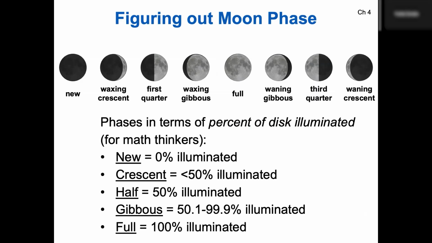If you're a mathematical-minded person, the way I like to also define these, if this helps, is the new moon is 0% illuminated. Then we have the crescent phase, which is less than 50%. Half is 50%. Gibbous is 50 to almost 100, not quite 100%, because 100% is full. If this does not help you remember the order, that's perfectly fine. It's just some people really prefer to think about this in terms of the definition in numbers.